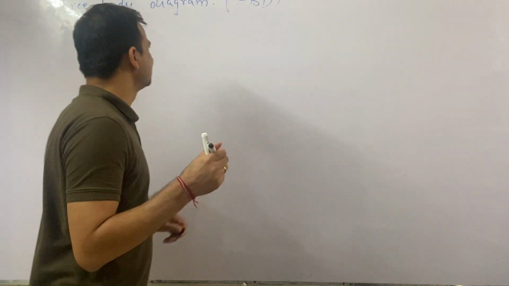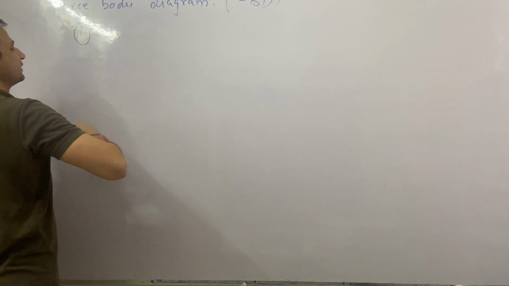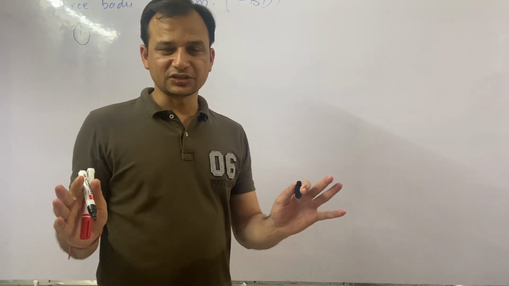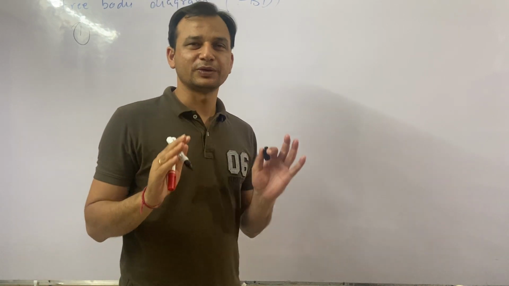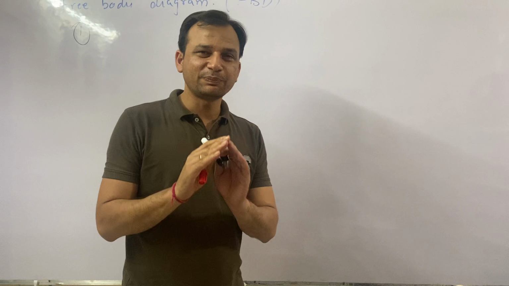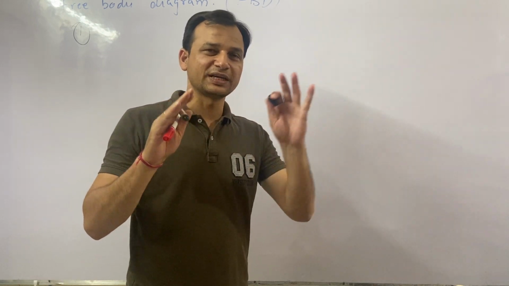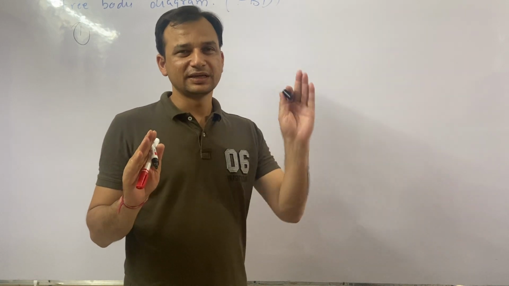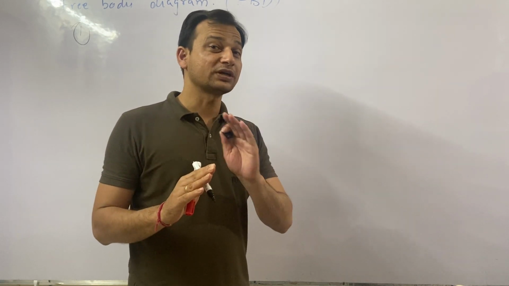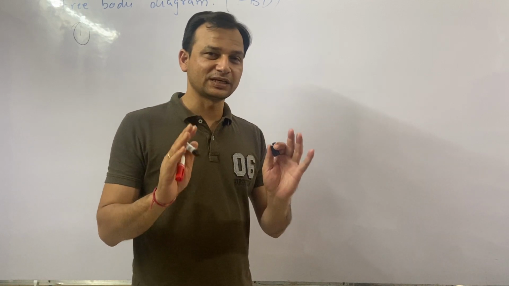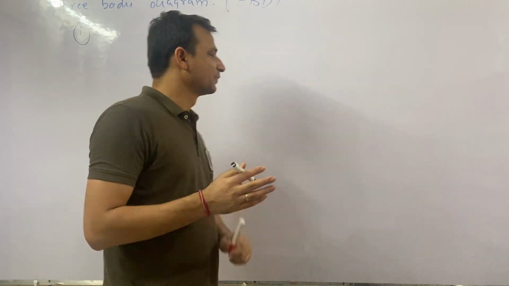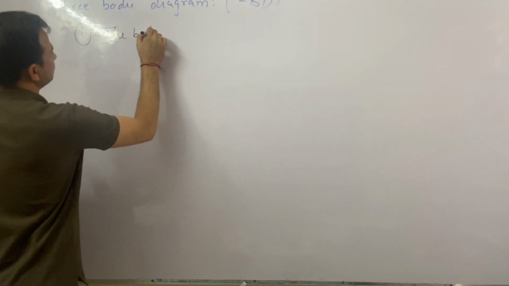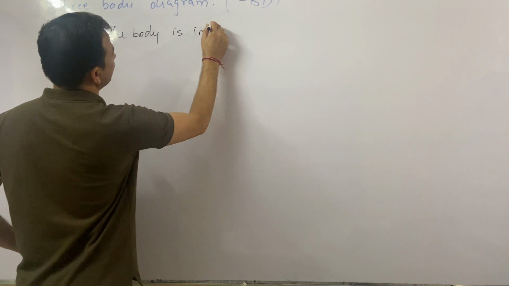The first point is the body which is under consideration for drawing the free body diagram is independent of any other body connected with it. So we treat that body as a single independent body. Though we do not ignore the forces, we treat it as a single body. So the body is independent.